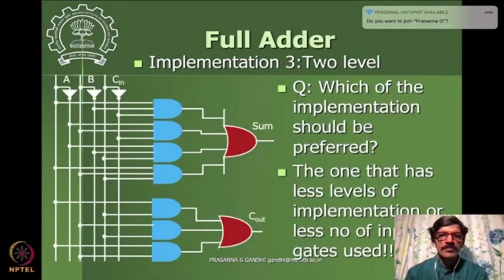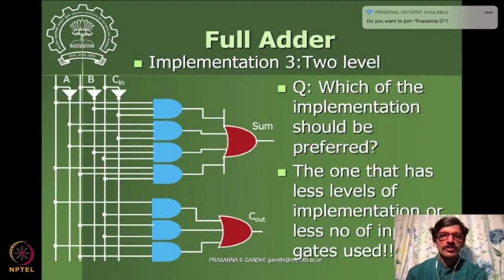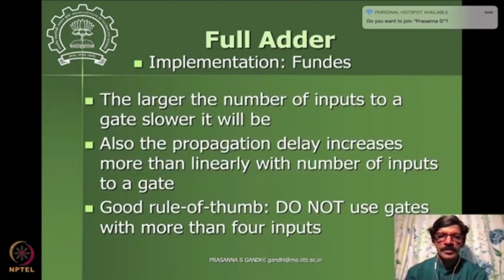The number of levels of implementation is another constraint that can come in. We'll not get into the details of these, but one can go into these different aspects. So this is the third implementation of the full adder circuit. There are some fundamental rules of thumb for implementing circuits, mainly from the circuit design perspective, which we are not too interested in. It is sufficient for us to know that a full adder works like this.